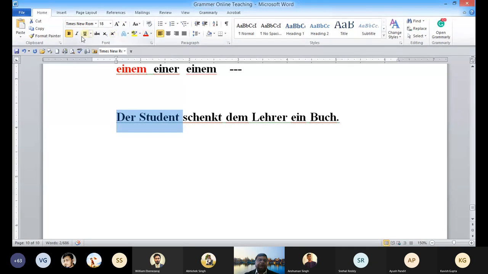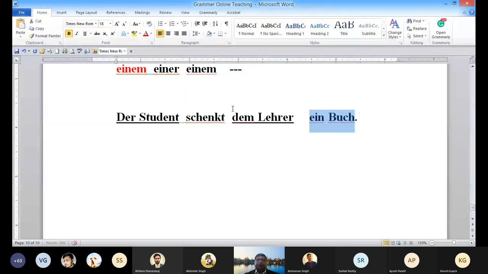Okay, so here three nouns have been used. One is called der Student. Verb as usual coming second place. Dem Lehrer is second group. Ein Buch. Three nouns have been used. One is student, other is teacher, Lehrer, and the third one is book. Now before each noun some sort of article is there, whether definite or indefinite article, some article is there. Verb as usual will come at the second place. So schenkt is coming second place. So this is the structure.